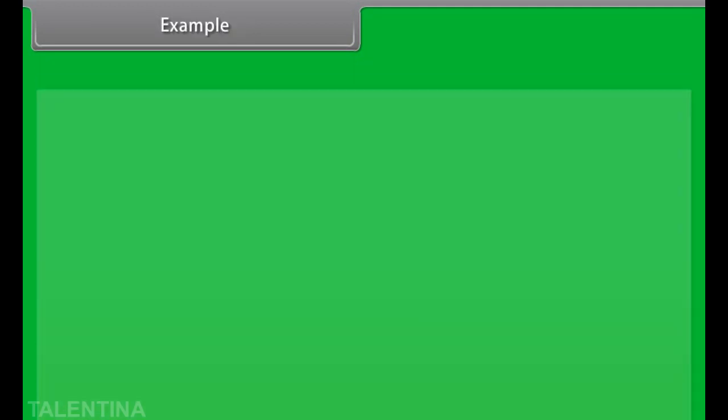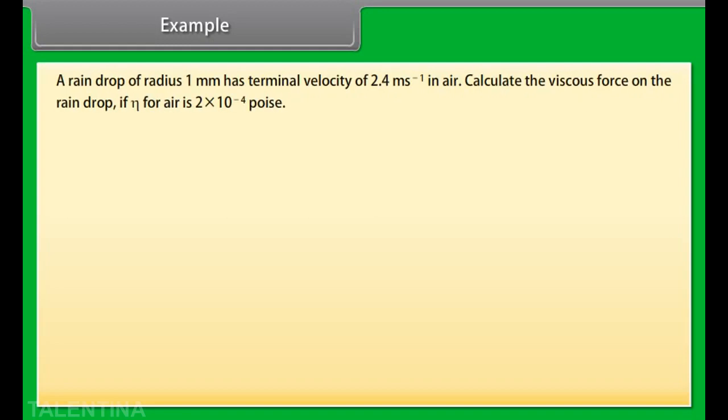Example. Let's take an example on Stokes' law. A raindrop of radius 1 mm has a terminal velocity of 2.4 meters per second in air. Calculate the viscous force on the raindrop, if eta for air is 2 into 10 raised to the power minus 4 poise.